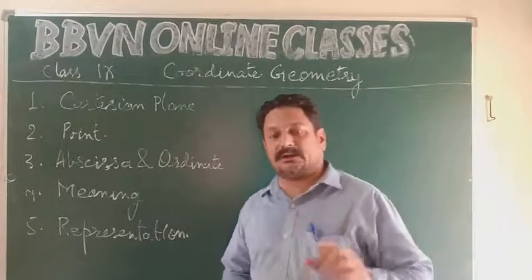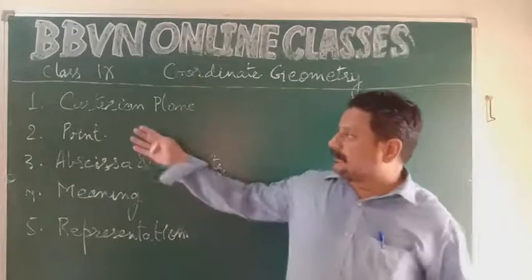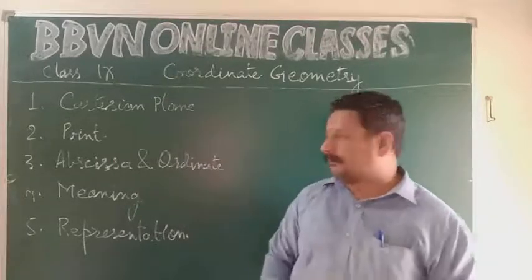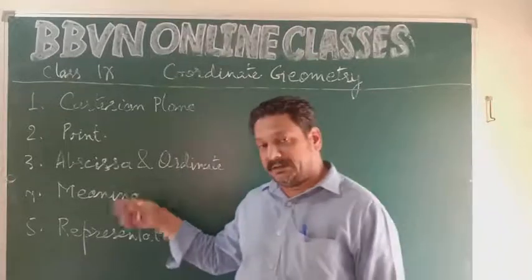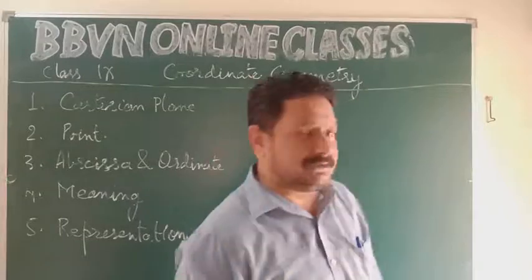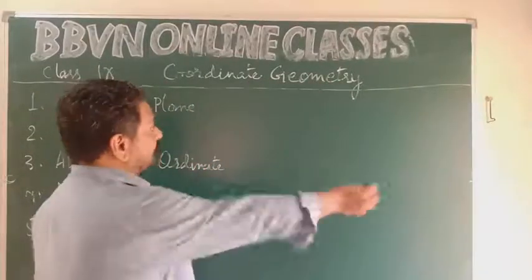So today we start a new chapter, coordinate geometry. This is the terminology that we are going to discuss today: Cartesian plane, point, axis and ordinate. What is the meaning of these things, and the representation of a point in a Cartesian plane. Let us first understand what is a Cartesian plane.